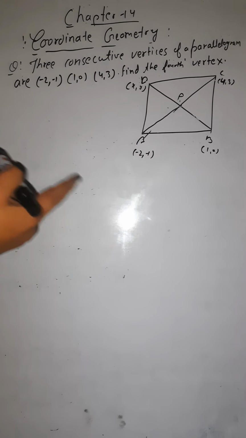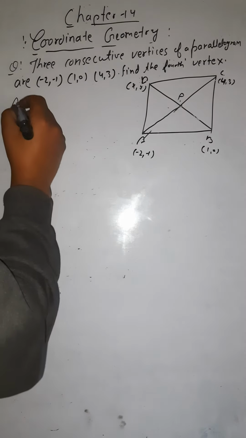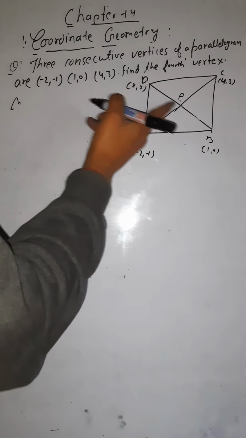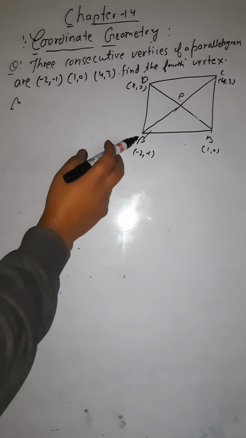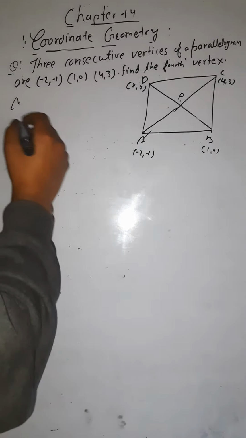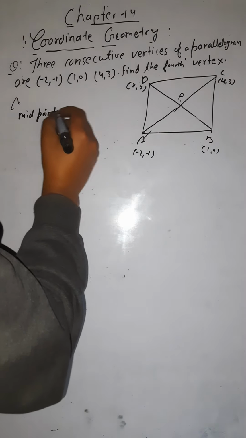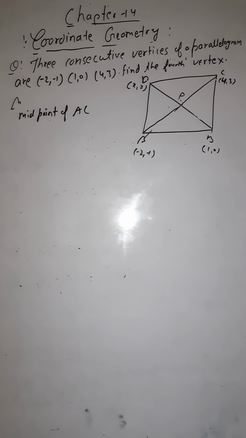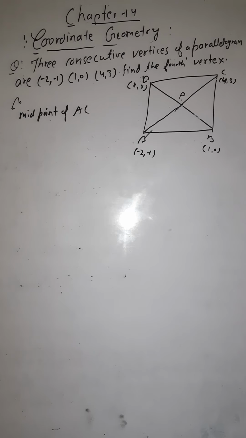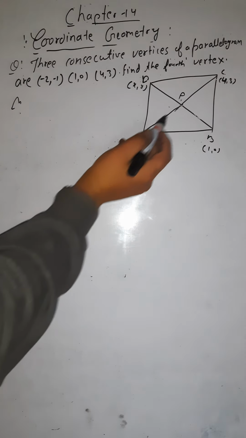Are you getting this? So let me write, and I will apply here the midpoint theorem, which I have told you in the previous lecture. P is the midpoint of BD as well as the midpoint of AC. So I can write here, midpoint of AC. First let me find the midpoint P here.